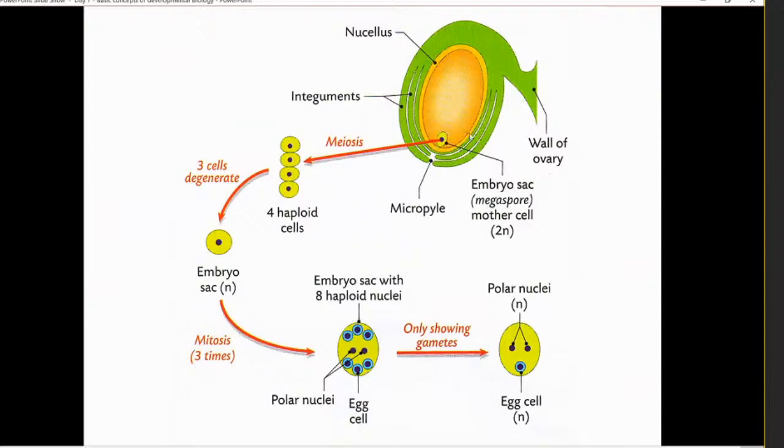After the sperm nucleus enters the oocyte, that allows the meiosis process. Four haploid cell formation is a very important step. After meiosis happens in the cell, it develops into four haploid cells. Those four haploid cells form the embryo sac.